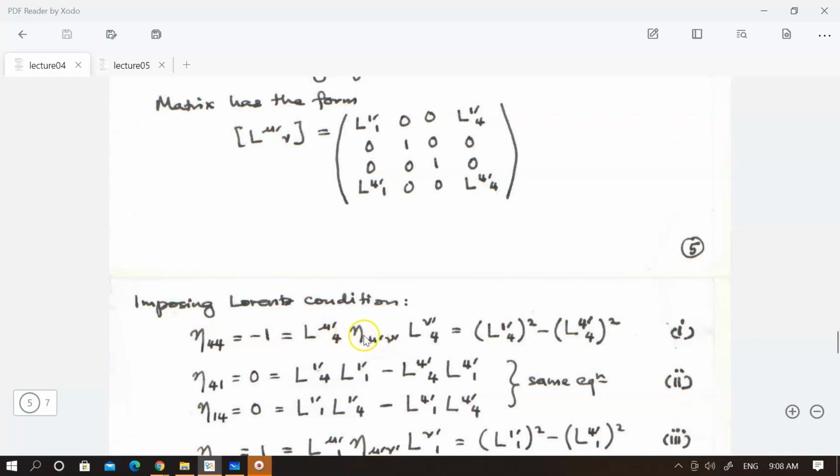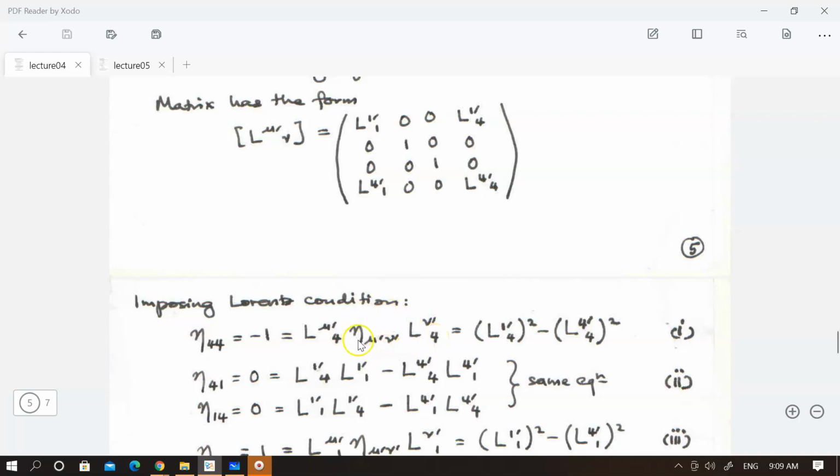For 2 dash, you know that L2 dash is going to be 0, and then L3 dash is also going to be 0, and the next thing that we have is L4 dash 4, eta 4 dash 4 dash, and then L4 dash 4.